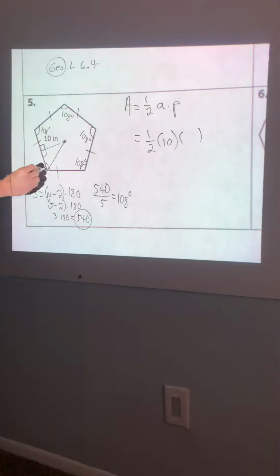All right, notice, look, see where I drew in this triangle? This radius right here is going to bisect this angle. So I'm going to take 108, and this is going to be 54, and this is going to be 54. All right, stay with me. Make that a little neater.